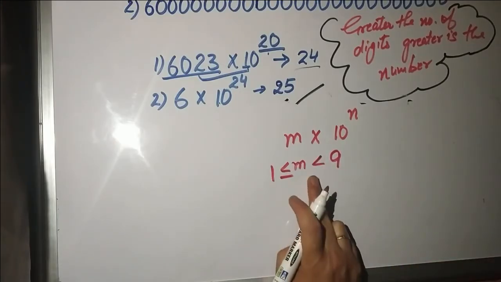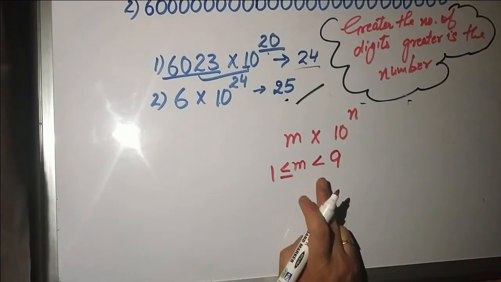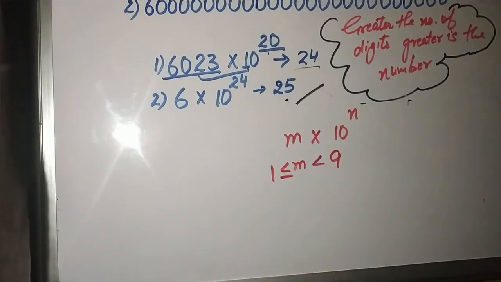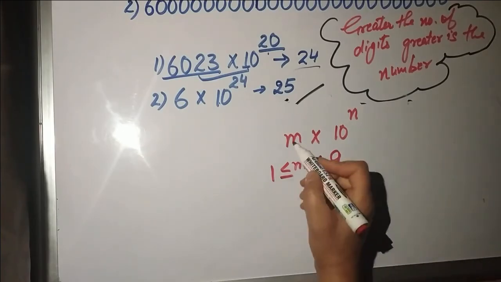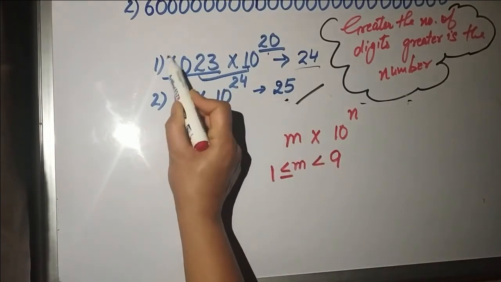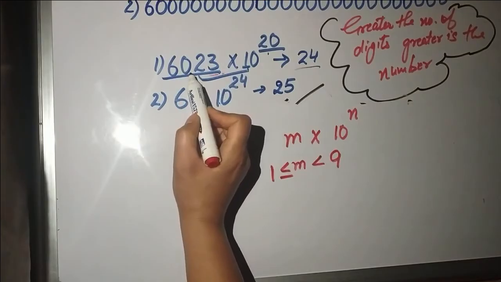What do I mean by this? It means it should be a 1 digit number. What are your 1 digit numbers? Ones place digit: 1, 2, 3, 4, 5, 6, 7, 8, 9. Only then it's called a 1 digit number. The moment it becomes 10 or 11 or 12, then it's a 2 digit number. So what did I do here which I erased? I made this 4 digit number into a 1 digit number.